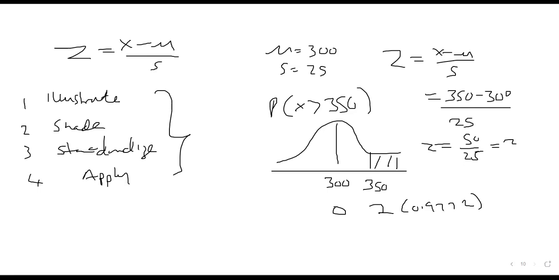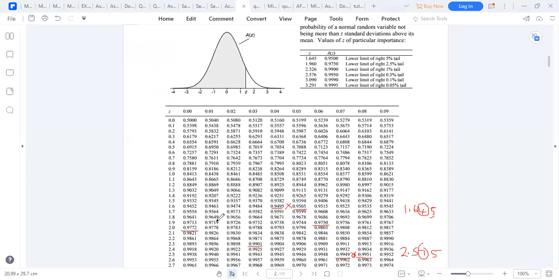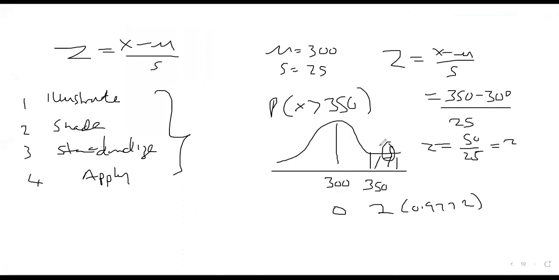Let's open our statistical tables. We check at 2.0, we're going to find 0.9772. So since the region that we're looking at is small, our probability of Z greater than 2 will be 1 minus 0.9772. What is the difference when we subtract? 0.0228.